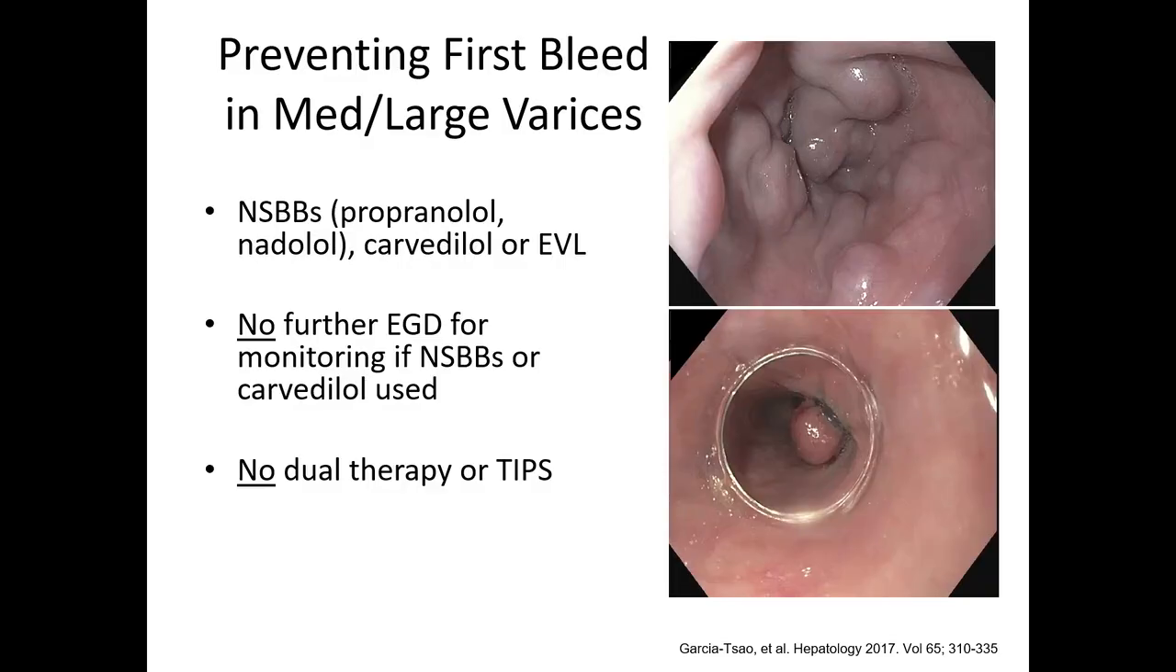For example, the use of non-selective beta blockers or carvedilol, and on top of that, doing endoscopic variceal ligation. It's also important to remember that we do not perform TIPS to prevent a first bleed in medium to large varices, and these are outlined above with the large varices being displayed in the top figure and a varix that has been banded in the bottom figure.